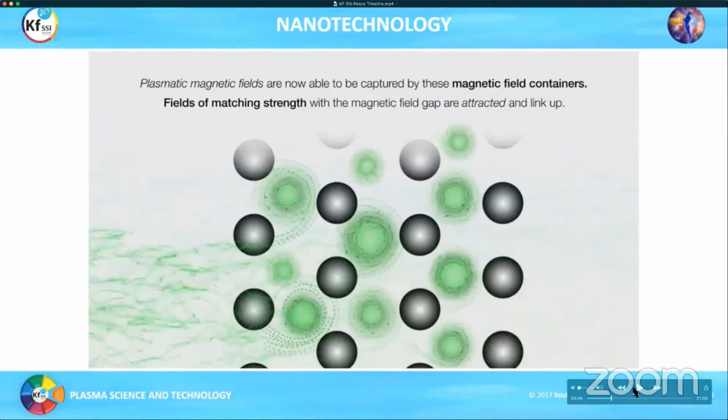The plasmatic magnetic fields are now able to be captured by these magnetic field containers. Fields of matching strength with the magnetic field gap are attracted and link up.